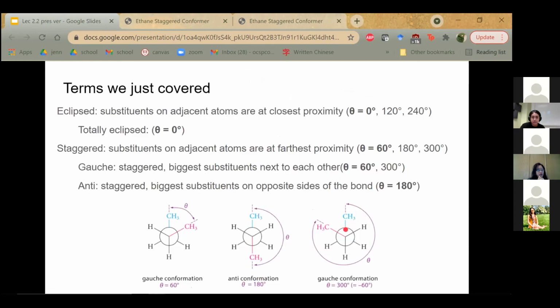And then another subset of your staggered conformations is your anti-conformation. In this case, it's called anti-periplanar.